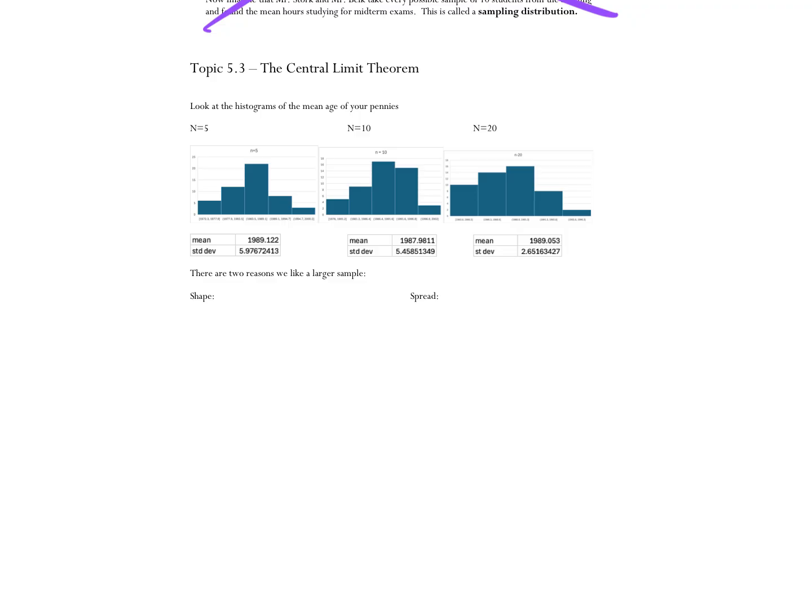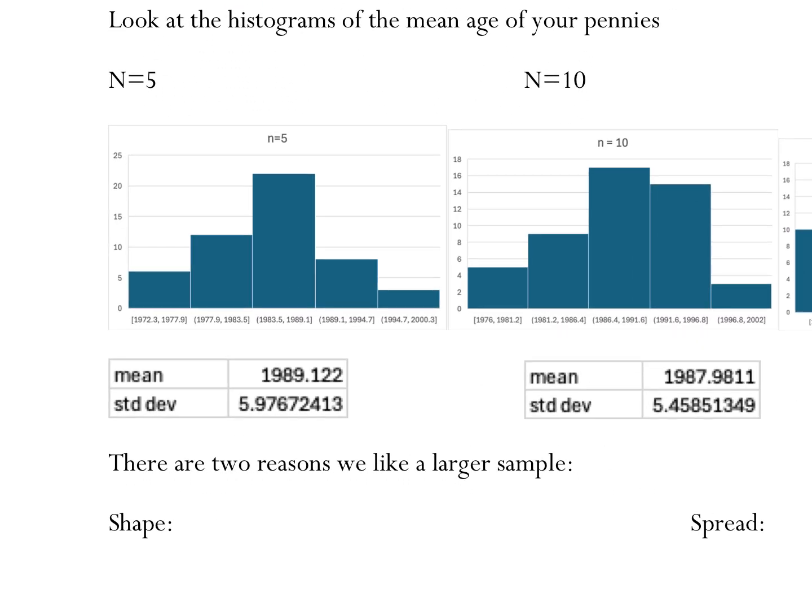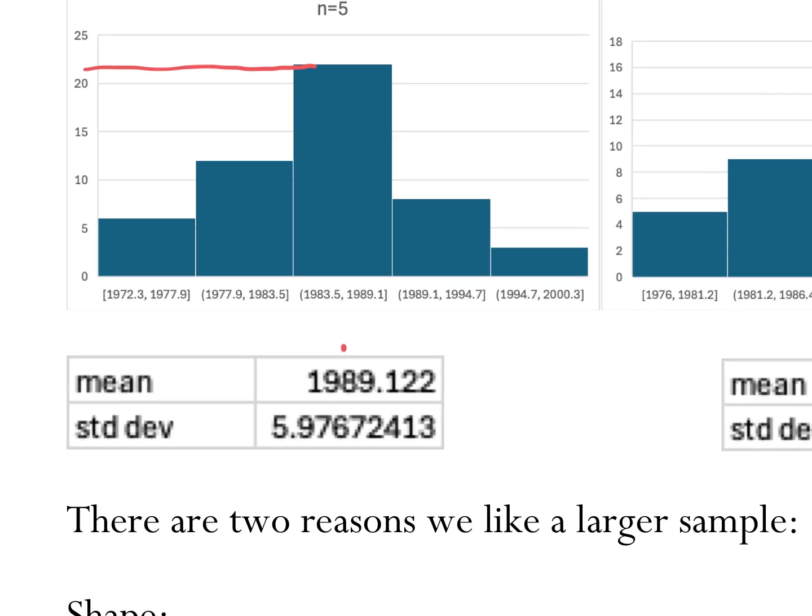And one of the things, if I asked you guys, what is each one of these, like this bar goes up to what looks to be about 22, yeah? Just to make sure we're understanding, that means there were 22 values whose x-bar was in between 1983.5 and 1989.1. We good? So there's 22 different x-bars inside this column. And there are 6 x-bars in this one, et cetera. Everybody good? So I wanted to give you guys a concrete example of repeat sampling.